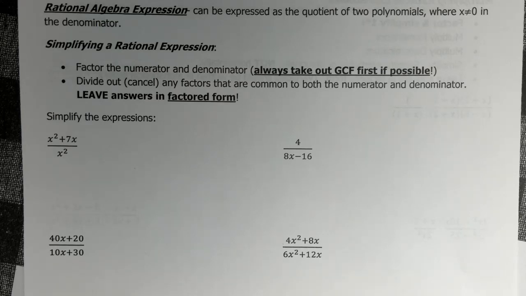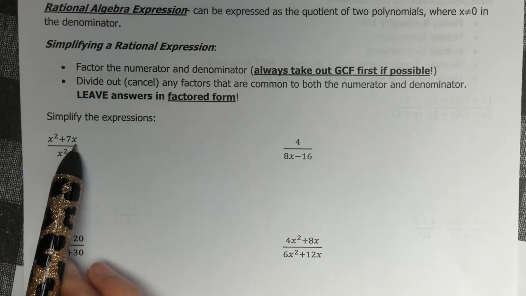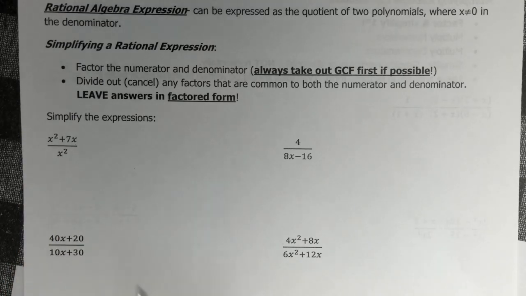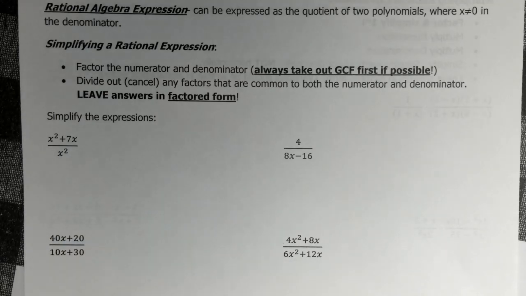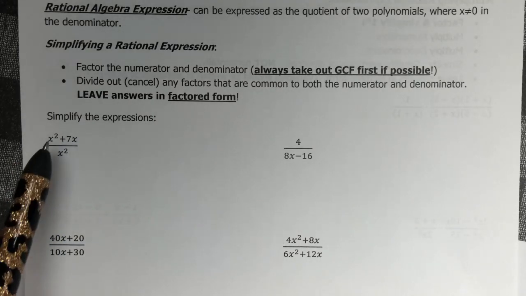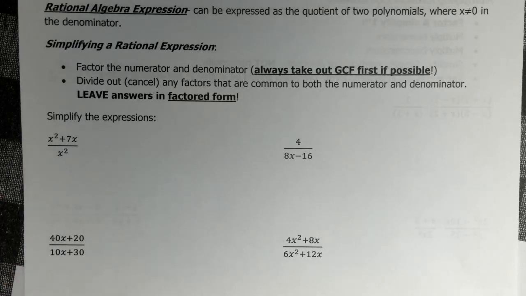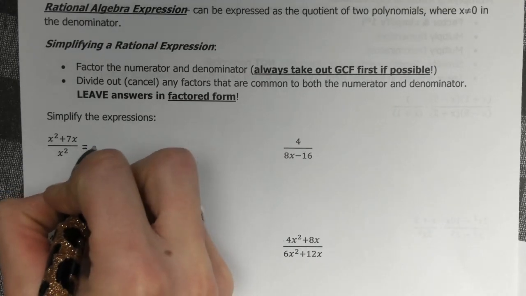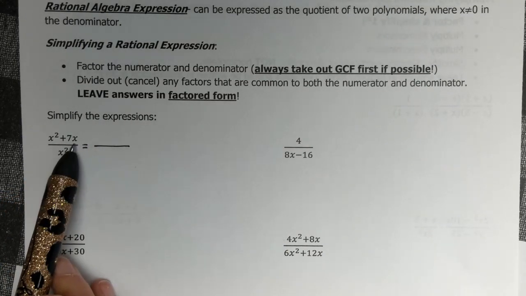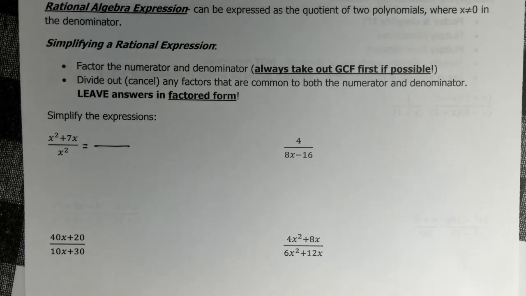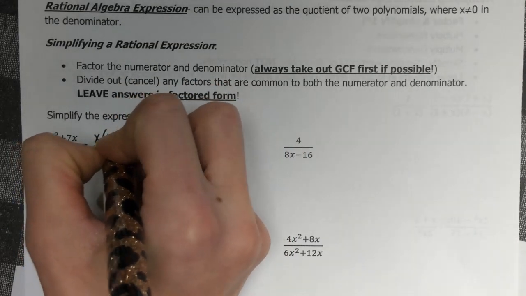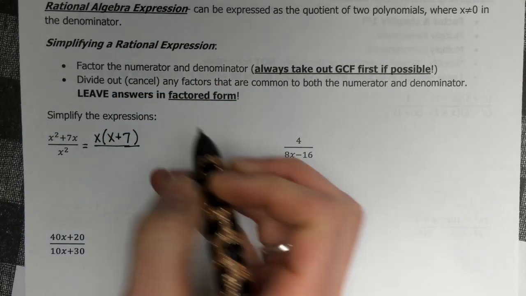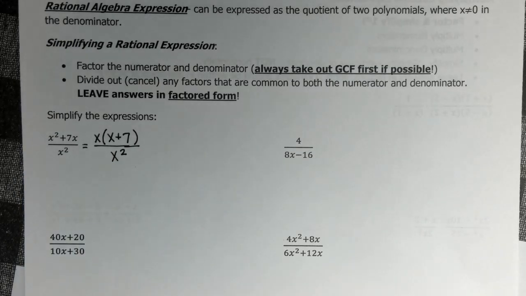Okay? So if I have x squared plus 7x over x squared, I cannot just mark through x squared. Okay? That's mathematically illegal because x squared plus 7x is one specific term in the numerator. It's a binomial. So what I can do, though, is take out a GCF in my numerator. I have an x squared and an x. So that means I can factor out an x, and that leaves me with x plus 7 all over x squared. Okay?